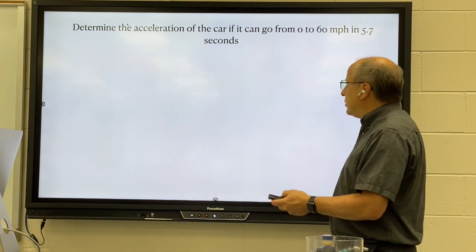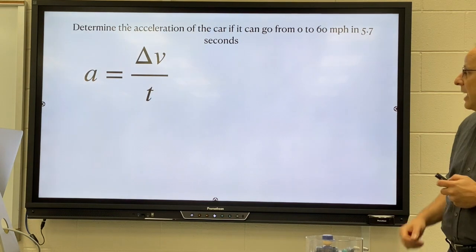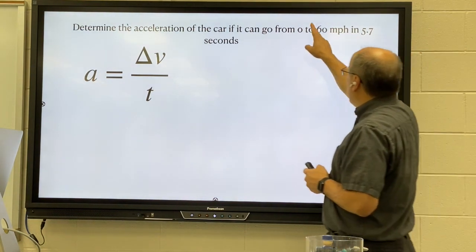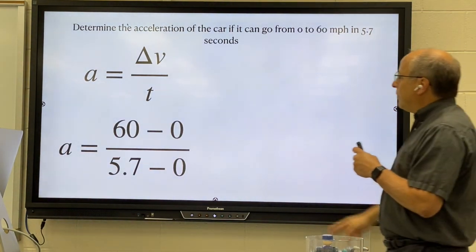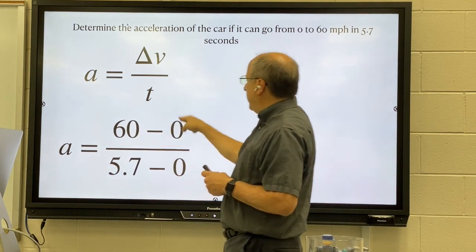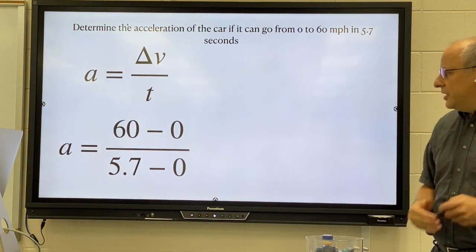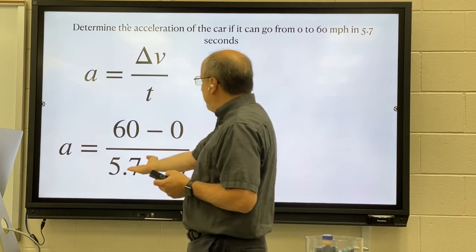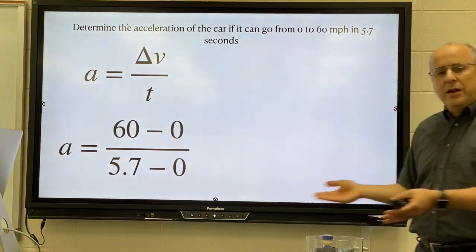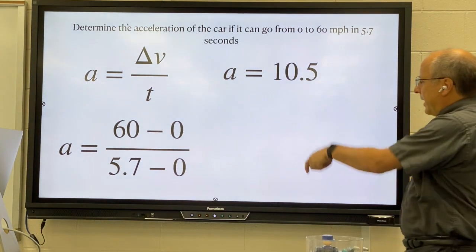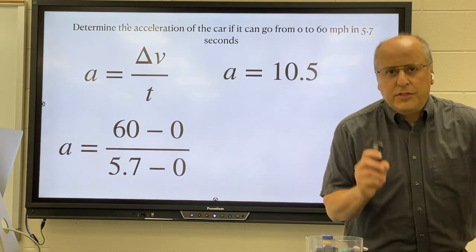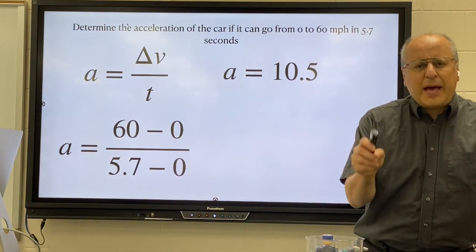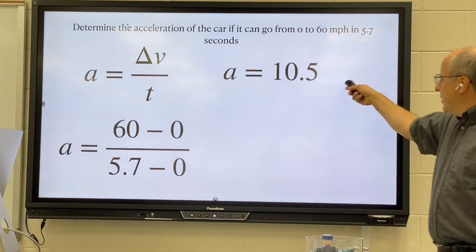So let's figure out the acceleration of that car. We start out with our formula, change in velocity over time. It can go from 0 to 60 in 5.7 seconds. So for change in velocity, you'd go 60 minus 0, final minus initial. For time, you'd go 5.7 minus 0, again, final minus initial. When you divide it out, you get 10.5. And here's where acceleration gets a little bit tricky, the units. Think about it before I tell them to you. What units would this have?